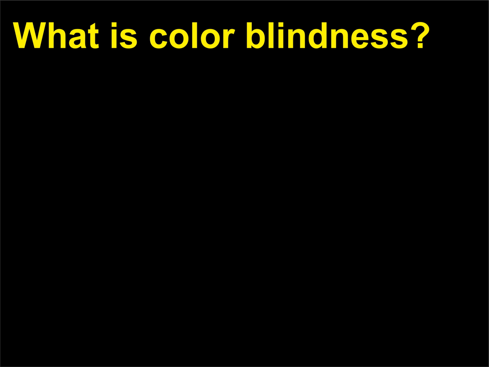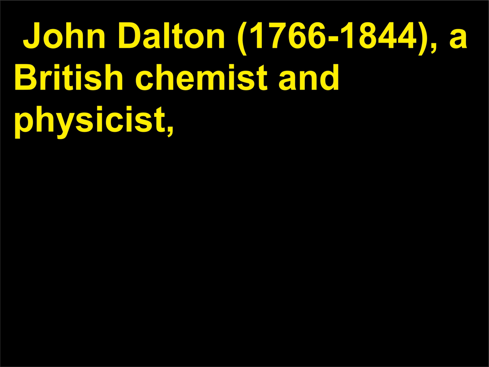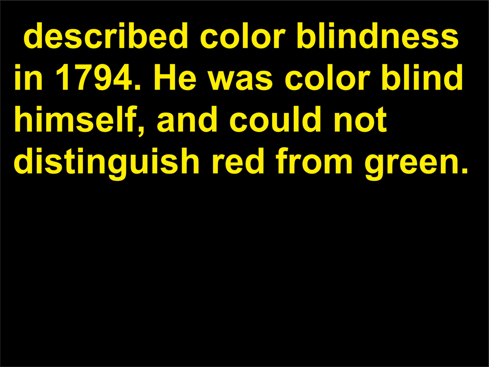What is color blindness? Some people are unable to see some colors due to an inherited condition known as color blindness. John Dalton, 1766 to 1844, a British chemist and physicist, described color blindness in 1794. He was color blind himself, and could not distinguish red from green.